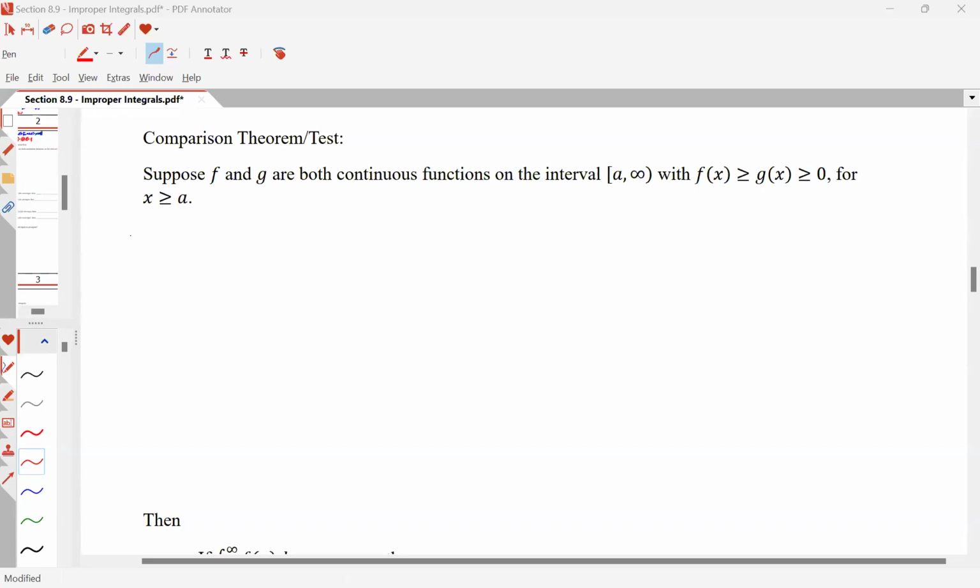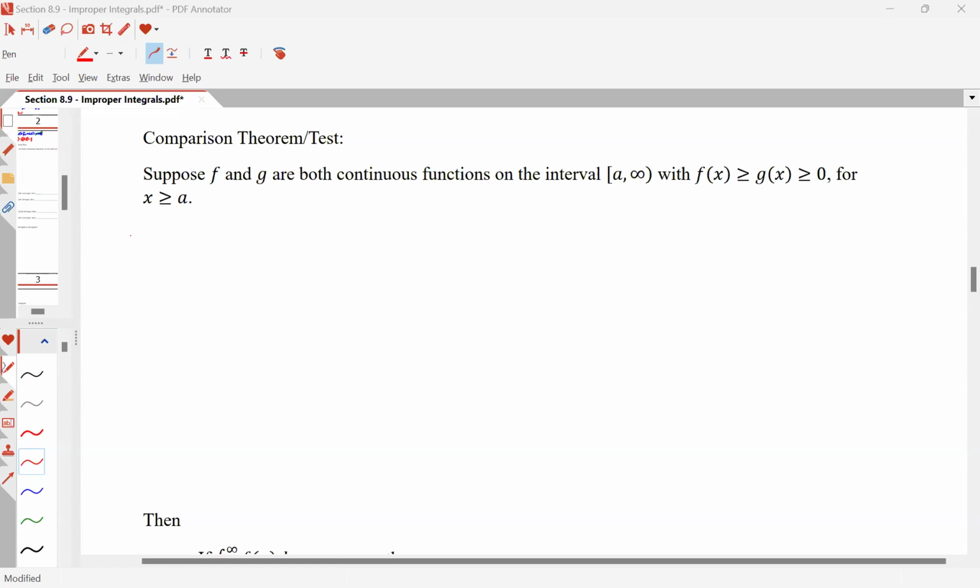Hello, in this video, we're going to talk about an idea known as the comparison theorem or test. We're going to use the comparison theorem a lot in a later section. So we're introducing the idea now with integrals, but we'll see it in another form in a couple sections.